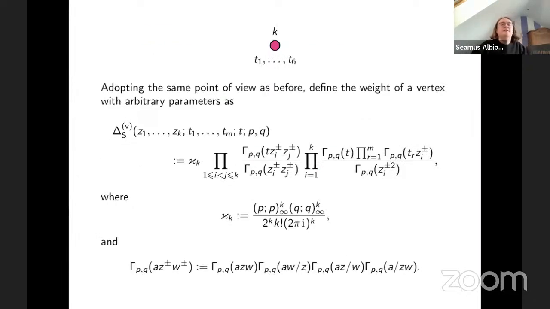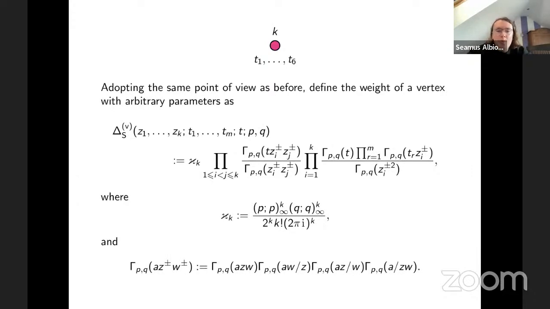Okay, so now I'm going to adopt the exact same point of view I had before, but I'm going to work at the elliptic level. I just want to stick all my parameters on this single vertex. So I stick my parameter k and my six complex parameters t1 through t6. You should think about p, q, and t as living off the Dynkin diagram. You always have to have them at the elliptic level.